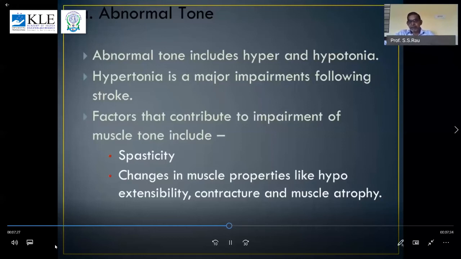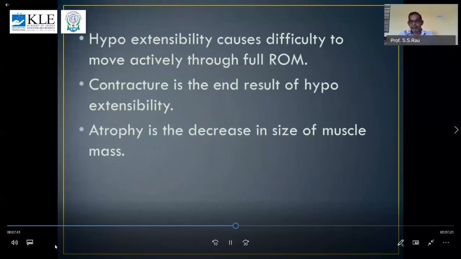Factors that contribute to impairment of muscle tone include spasticity and changes in muscle properties like hypoextensibility. That means the muscle is not able to be stretched fully, contractures develop, and you can also have muscle atrophy. Hypoextensibility causes difficulty to move actively through the full ROM because the muscle is not stretching fully to its length, so obviously the range of motion will be reduced. Contracture is the end result of hypoextensibility. If you keep the elbow or the muscle in a shortened position for prolonged periods of time, then you can develop contractures. Atrophy is nothing but the decrease in size of the muscle mass.